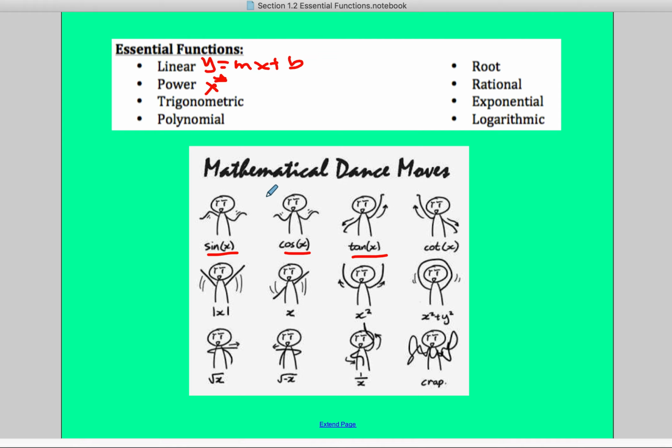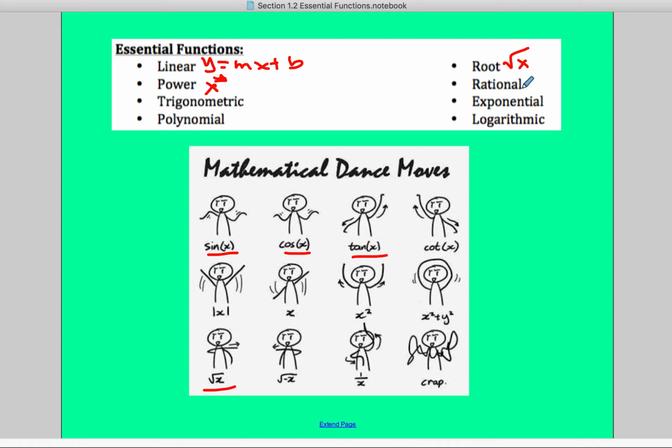Polynomial. Those are basically made up of power functions, so your quadratic, your cubic, those type of functions. So here's a little example of a polynomial. Then we have our root function, so you got your square root of x, which is listed here. Here's another square root function, but here's kind of what square roots look like.